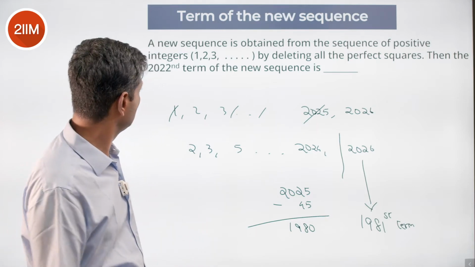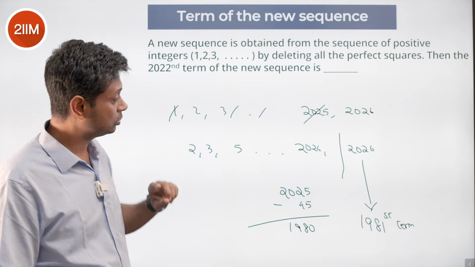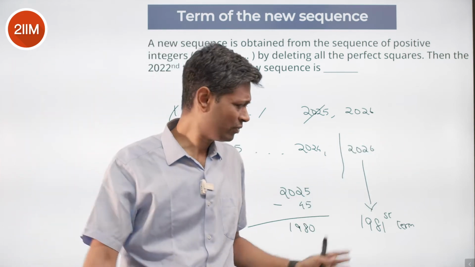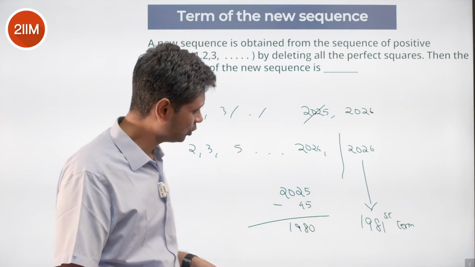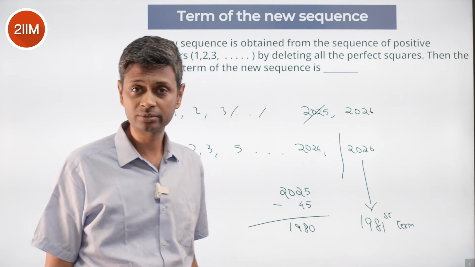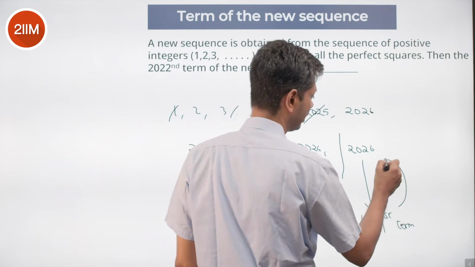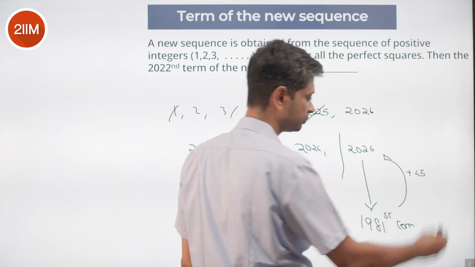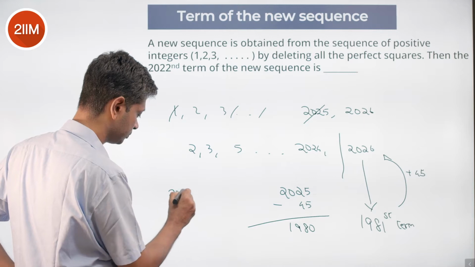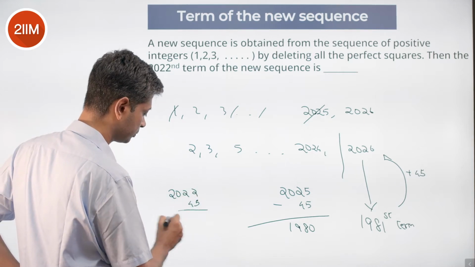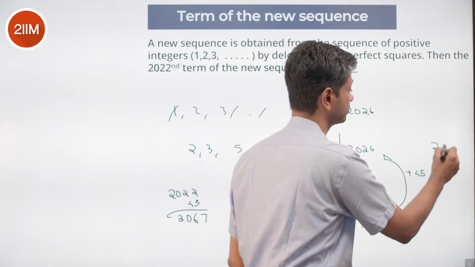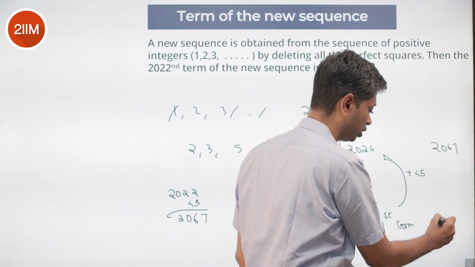From here till 2022, I won't get the next square. 46 square is far away. So after 45 square, I'm not finding anything else. So the 1981st term is 2026. To this, I'm adding 45. 2022 plus 45 is my answer. 2067 will be my 2022nd term.